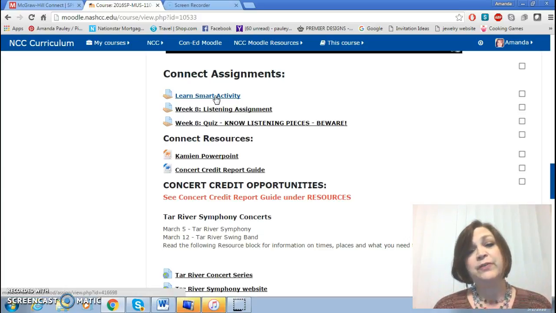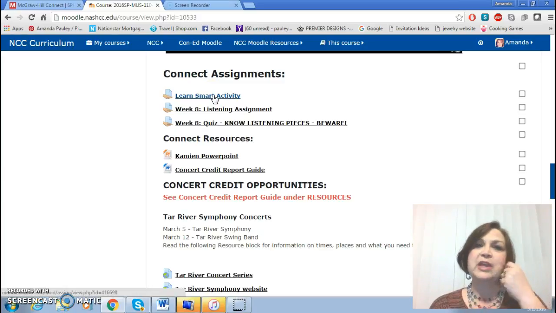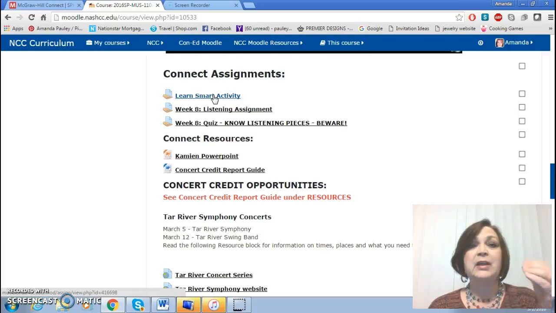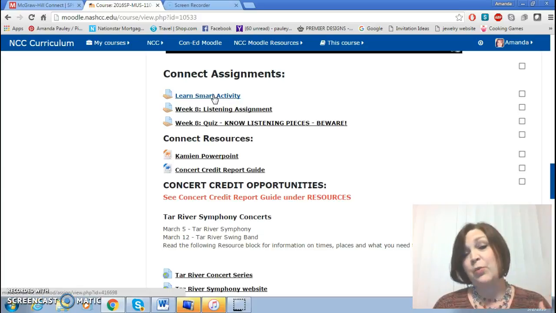Once you finish your LearnSmart activity, there's a prerequisite before you can do the quiz. You must have finished this to 100%. This helps you. It's not a punishment. It is a helper to you so that you're ready to take the quiz. Until you're completely through LearnSmart, it's not going to allow you to take the quiz. And believe me, you don't want to take the quiz until you finish LearnSmart.